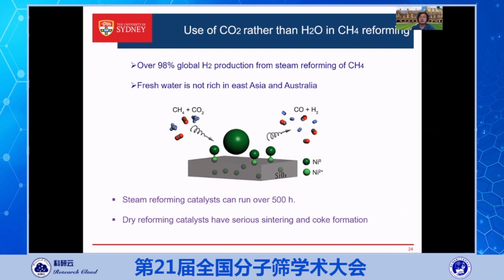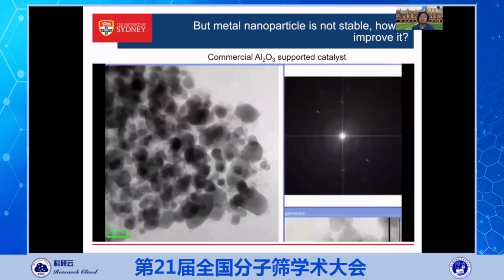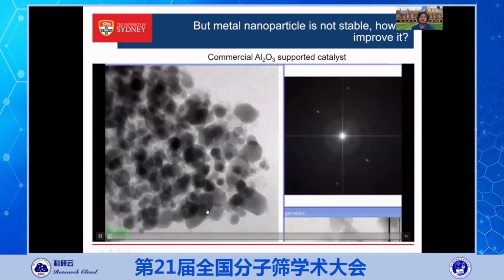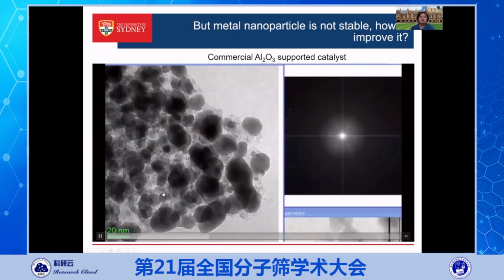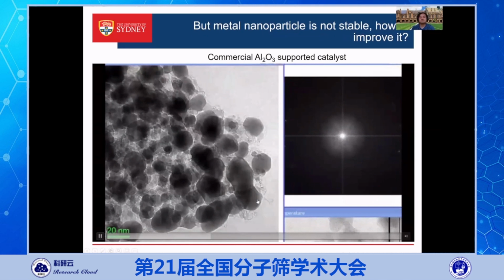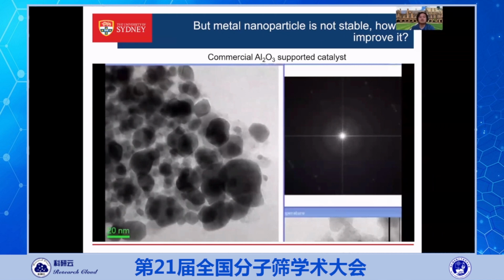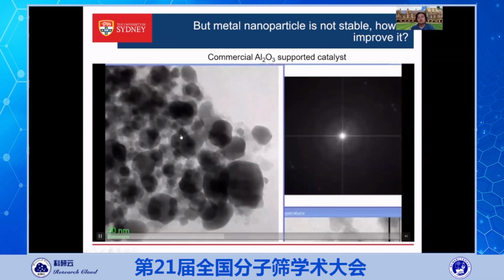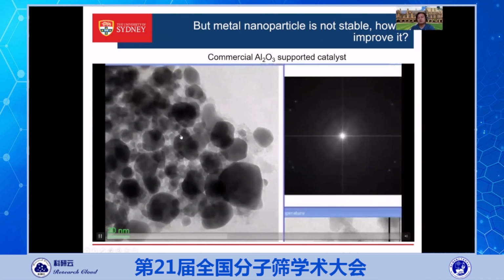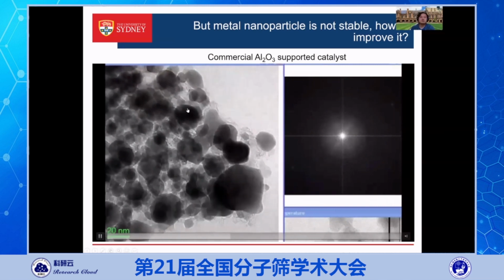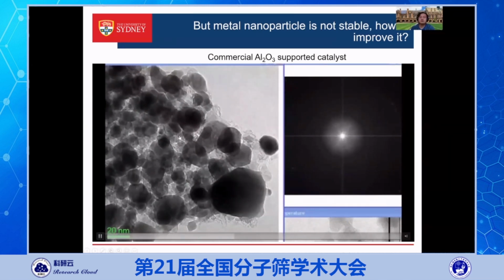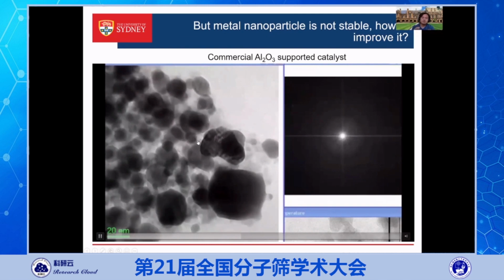But dry reforming always suffers from sintering and coke formation. So how to improve stability is a challenge. We can have a look at the commercial alumina supported catalyst. Under 700 degrees C, which is the normal dry reforming temperature range, you can see the sintering starts quite quickly, and the particles clump together.